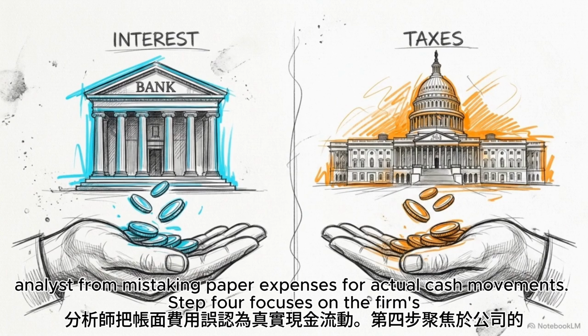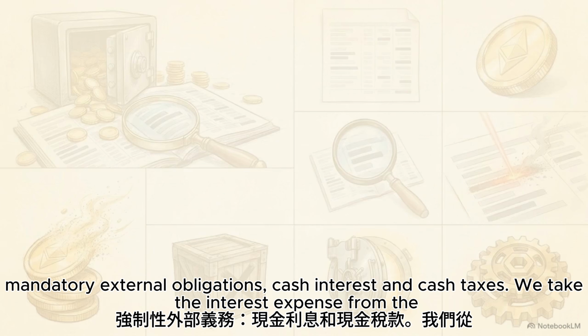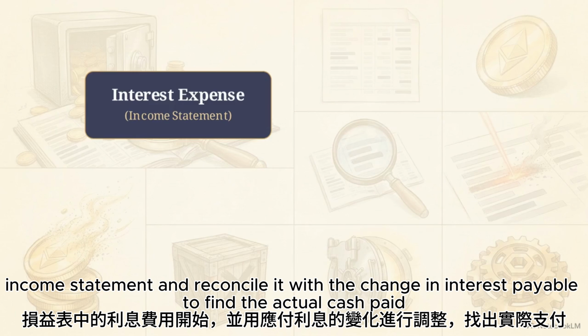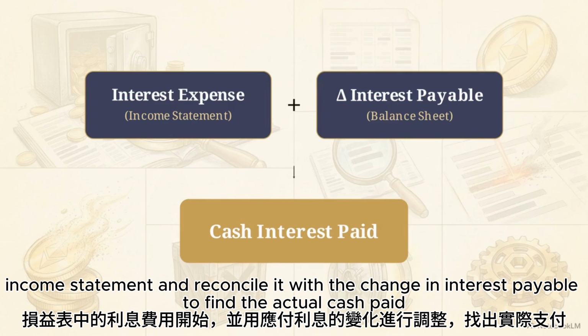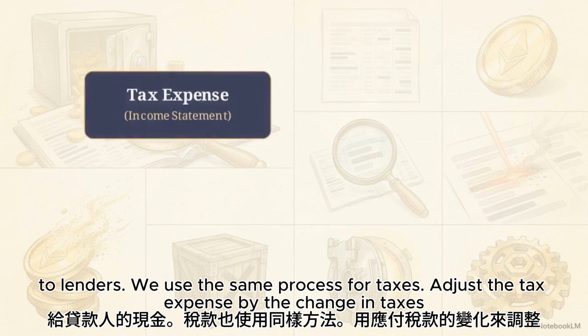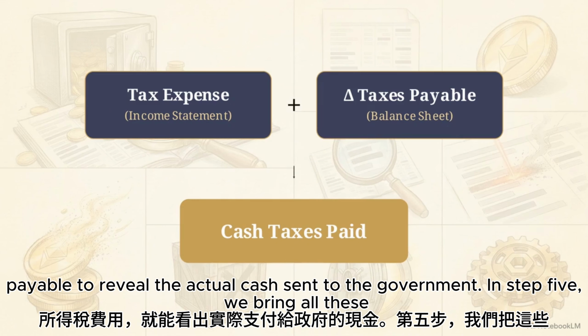Step 4 focuses on the firm's mandatory external obligations: cash interest and cash taxes. We take the interest expense from the income statement and reconcile it with the change in interest payable to find the actual cash paid to lenders. We use the same process for taxes. Adjust the tax expense by the change in taxes payable to reveal the actual cash sent to the government.